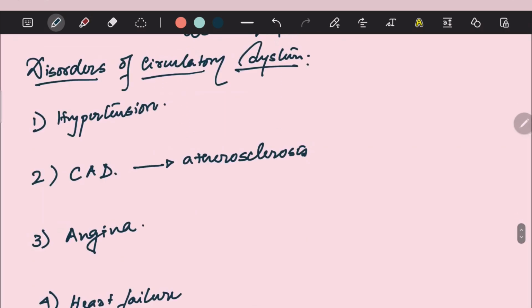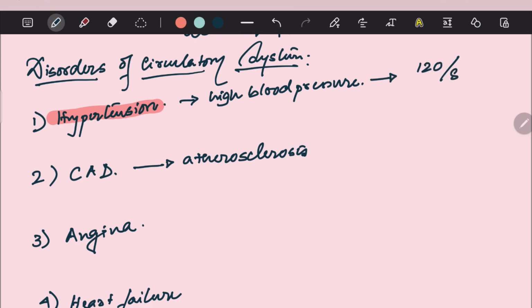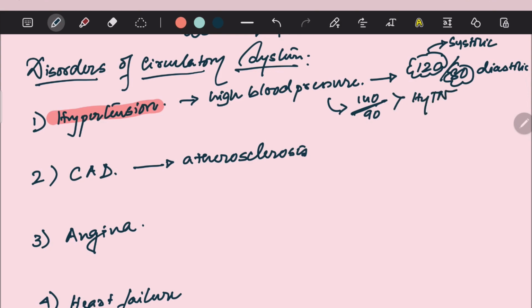While discussing the disorders of the circulatory system, we shall start our discussion with the very primary and very common disease of the Indian population, that is hypertension. Hypertension is also known as high blood pressure. We have seen people measuring their blood pressure. The usual blood pressure is 120/80, where the upper limit shows the systolic pressure and the lower limit shows the diastolic pressure. Now, if a person has blood pressure above 140/90, that is, the systolic pressure is above 140 and the diastolic pressure is above 90, then he or she is said to have hypertension.